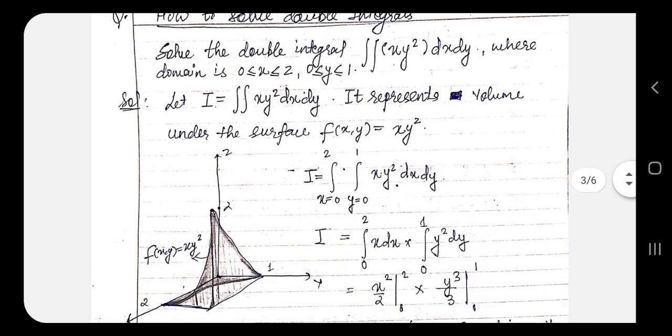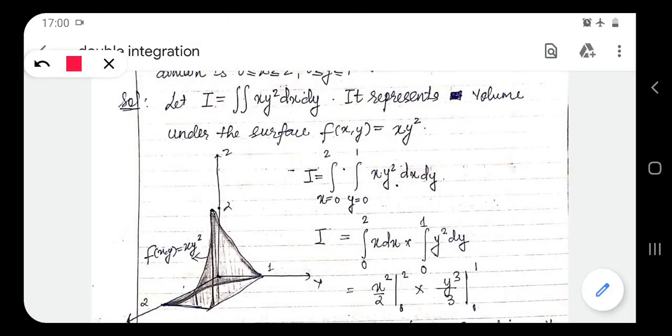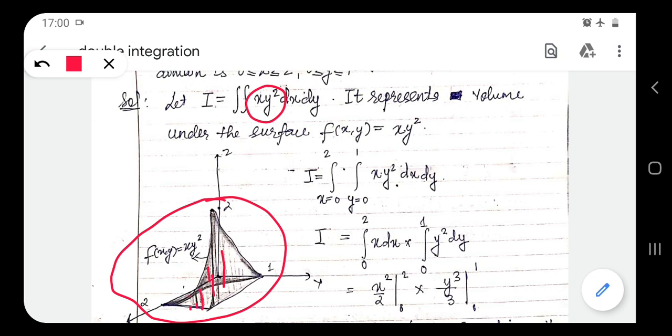So if I try to plot this function f of x y, it will take a shape something like this. And I want to find the volume under this surface. So this is the region I am interested in calculating. It's like a tent, you can imagine this.